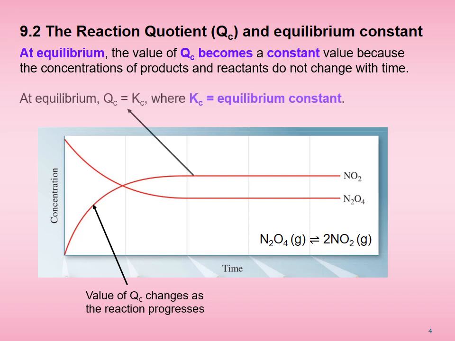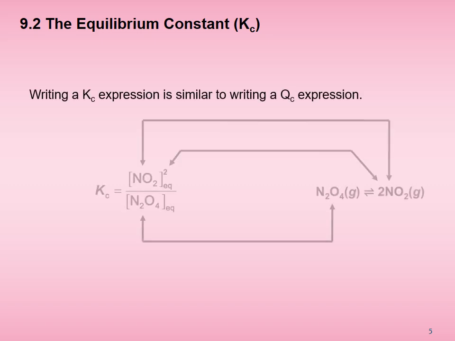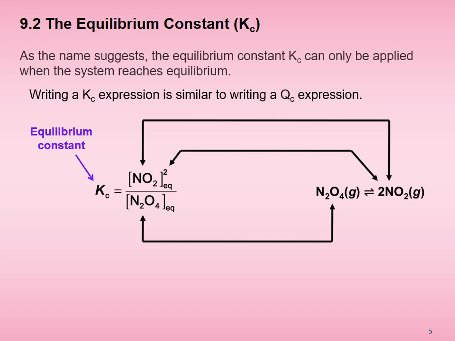At equilibrium, Qc now becomes Kc, the equilibrium constant. A constant doesn't change, so Kc is a value that stays the same at a particular temperature. What is the formula for the equilibrium constant Kc? It is similar to the formula for Qc, except that instead of Qc we write Kc. In addition, Kc is only applicable when the system is at equilibrium, not before that. Thus, the concentrations that go into the formula must be those of the reactant and product at equilibrium.